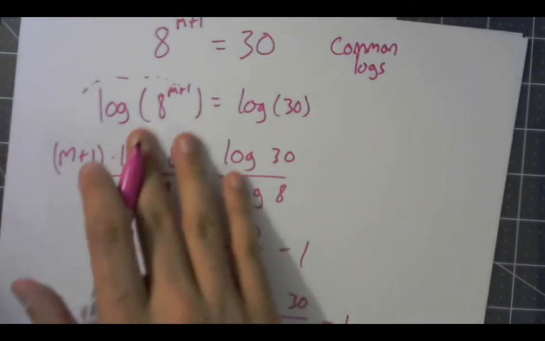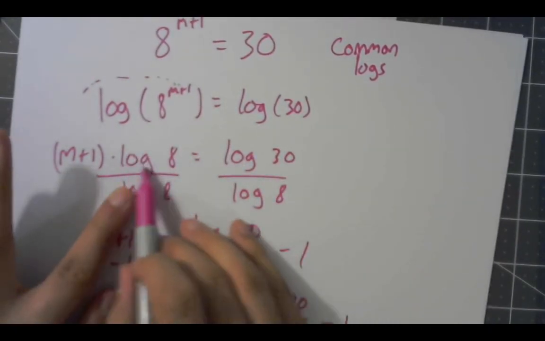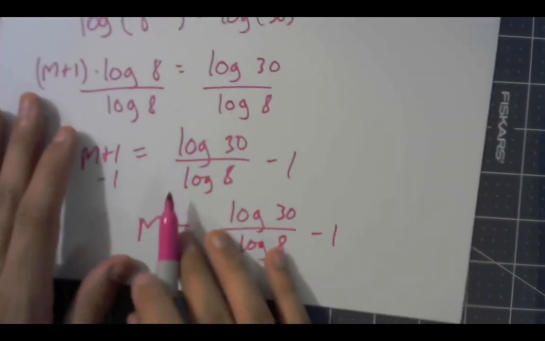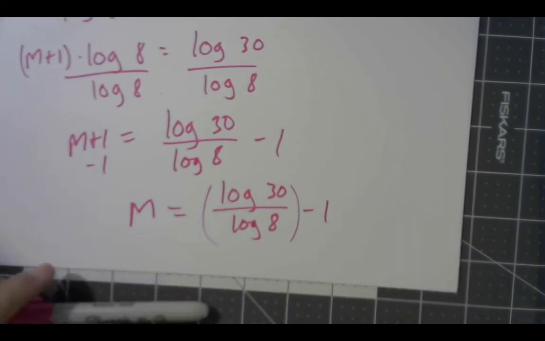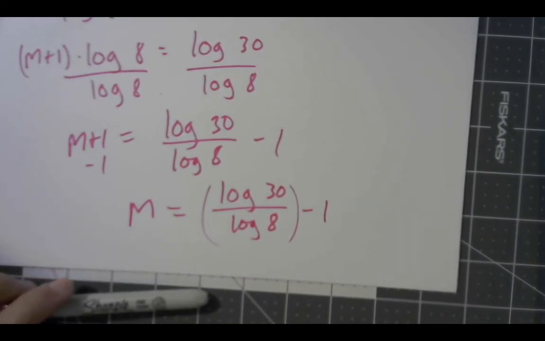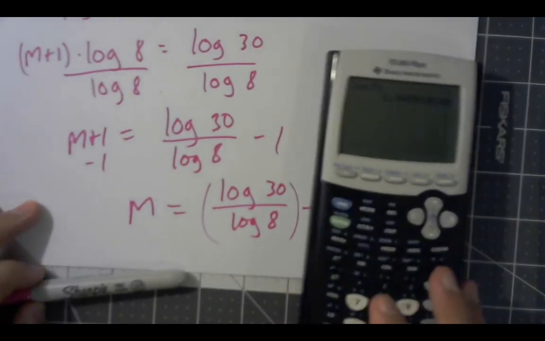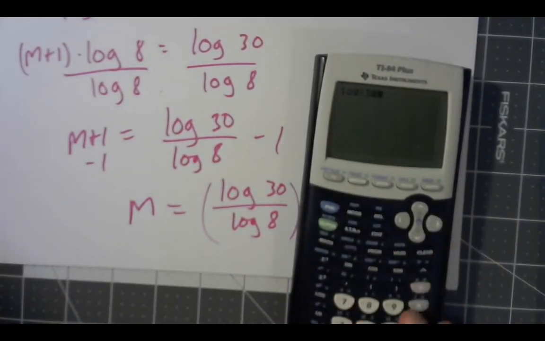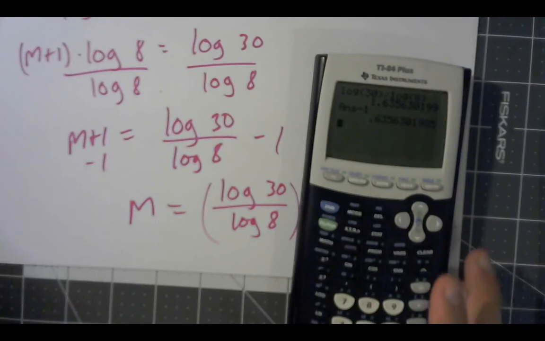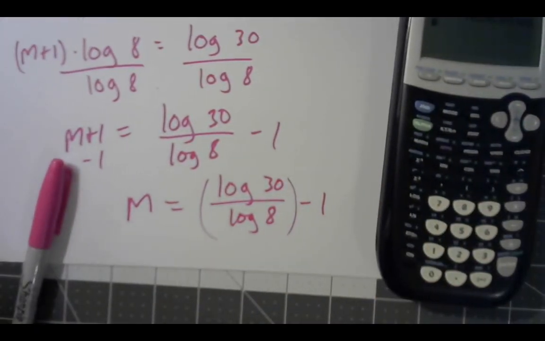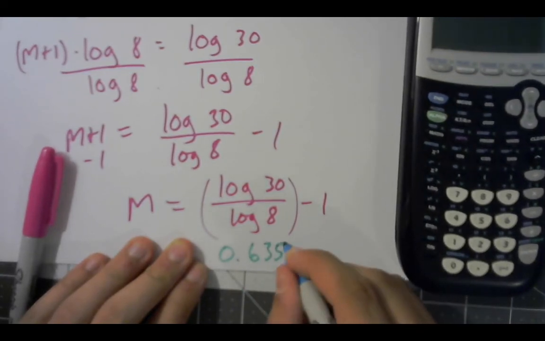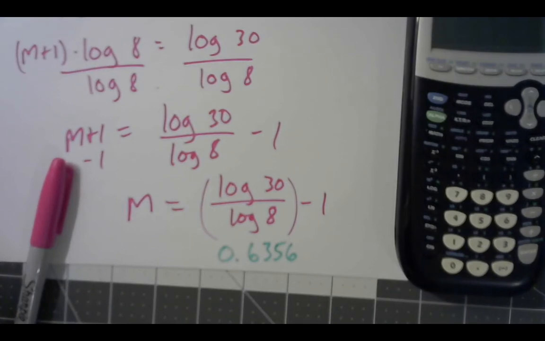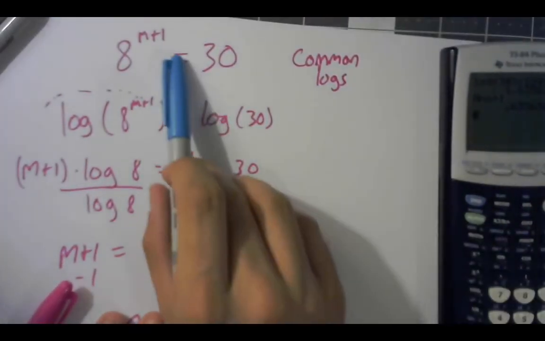So what I'm going to do, I did all that. I moved everything. I didn't write what this approximately is. I didn't change this. I just kind of kept everything the same. Now I'm going to put this in my calculator, subtract 1 to get an answer. All right, I have log 30, log 8, minus 1, and my answer, I get m equals 0.6356.